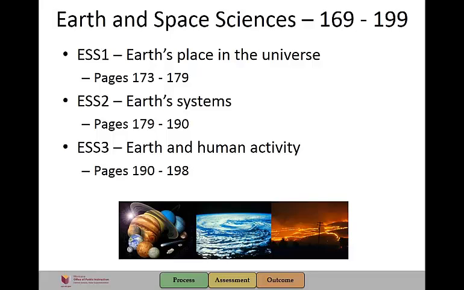The first core idea is Earth's place in the universe. And the overarching question is, what is the universe and what is the Earth's place in it? The second core idea is Earth systems. The overarching question here is, how and why is Earth constantly changing? And the final core idea is Earth and human activity, where we think about how Earth's surface processes and human activities affect each other.